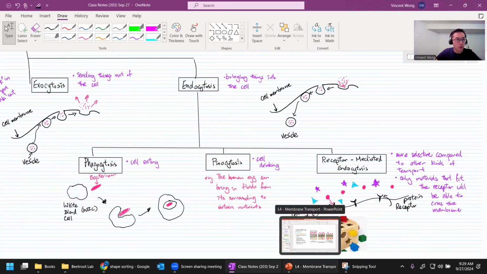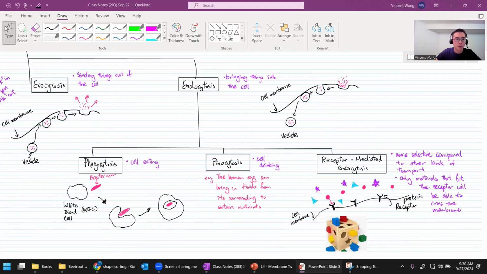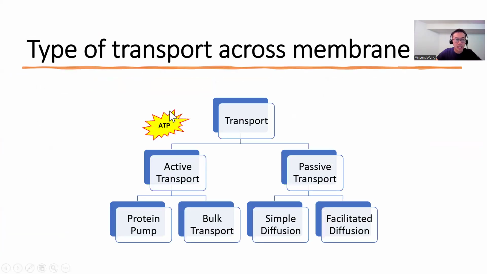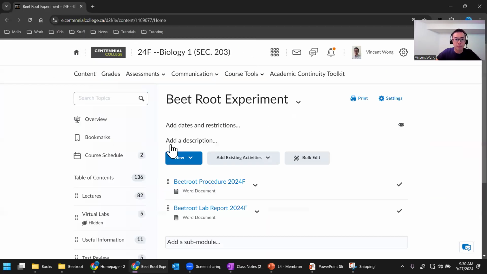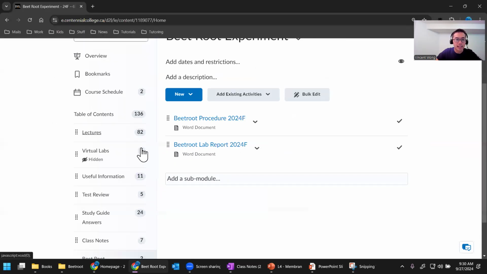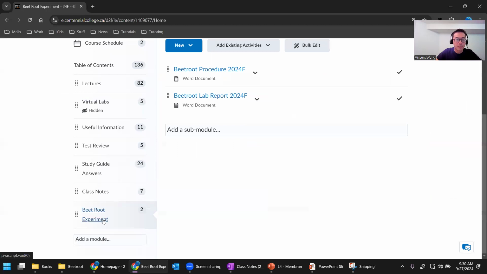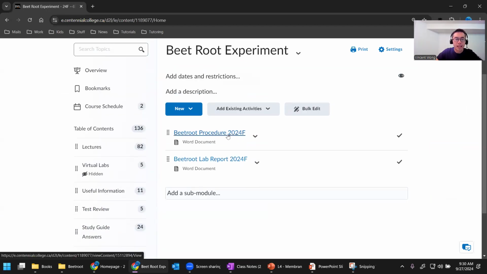Now, before you go though, I have one other thing I need to talk to you about. This is important for your lab. Speaking about the lab, I just posted the lab this morning. If you go on eCentennial, there is the beetroot experiment. There is the procedure. I will give you the procedure next week. Okay, I'll print it out for you, so you don't have to print it out. But you can start looking at it if you have time.